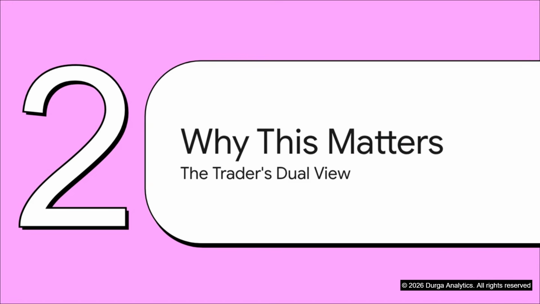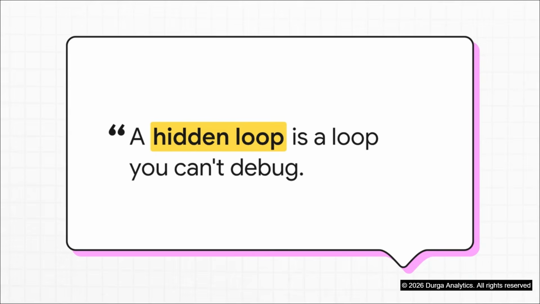Moving to Section 2. Why this calculation matters. The trader's dual view. On a gas and power desk, a trader needs the answer to two very specific questions at the end of the day. How did the price move? And what money did I make? In other words, daily returns and total profit and loss, or P&L.